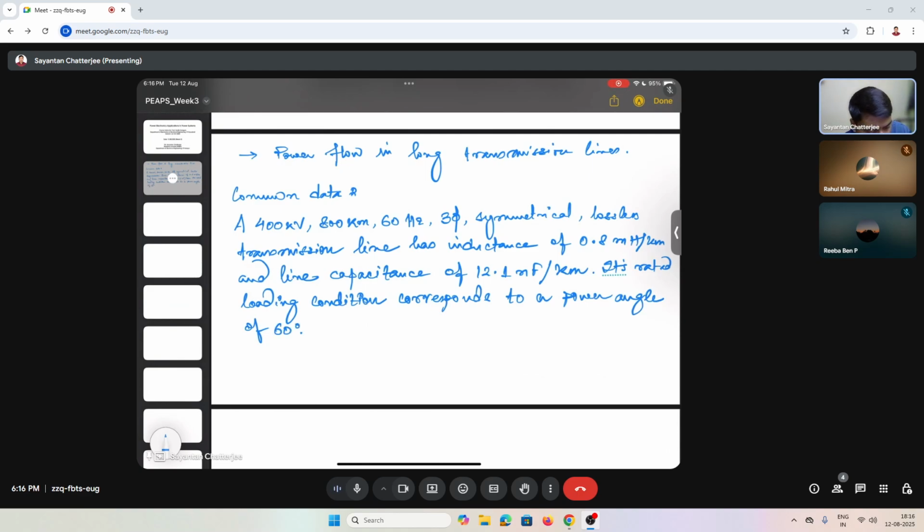So this is the common data. Okay. Based on this data, we'll solve the numericals. So I guess it's clear and visible. You may note down the data and we'll solve numericals one by one.